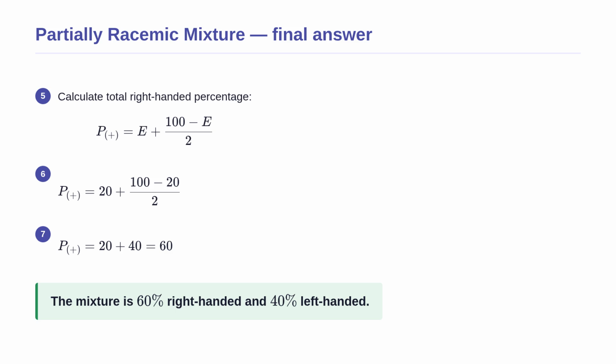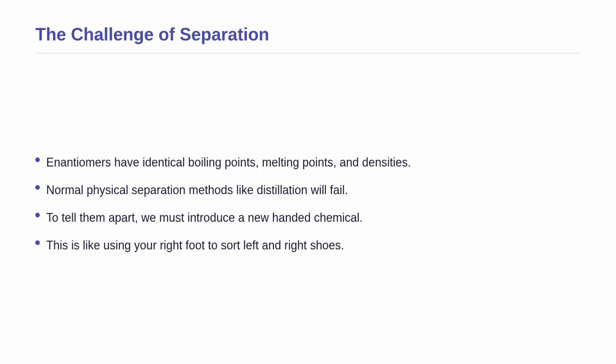Physically, this means the mixture is slightly biased toward the right-handed shape, which is exactly why it still rotates light slightly to the right. Now that we can calculate what is in a mixture, how do we actually separate it? Imagine trying to sort that giant bin of mixed left and right shoes by weighing them or measuring their length. You will fail because a left shoe and a right shoe weigh exactly the same.